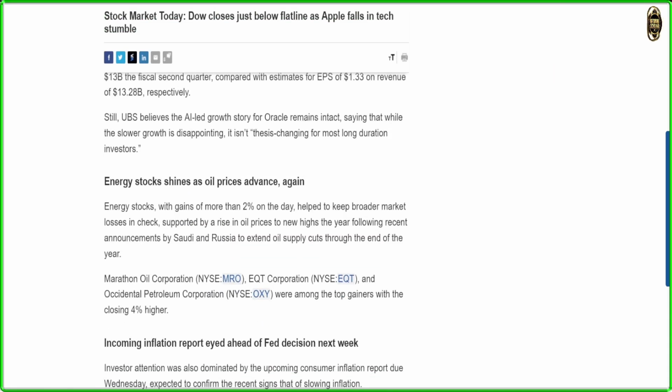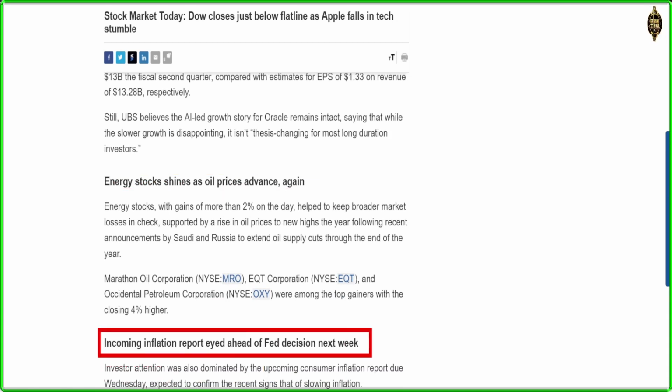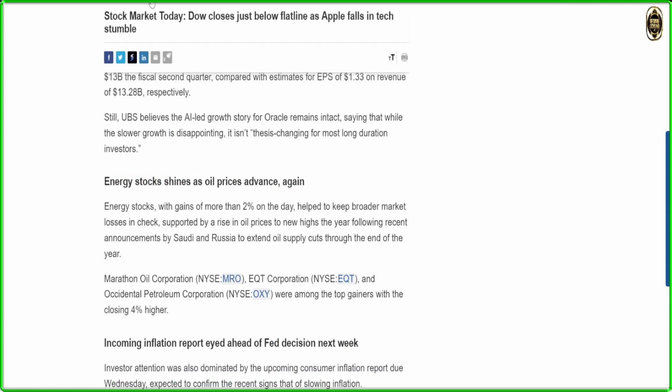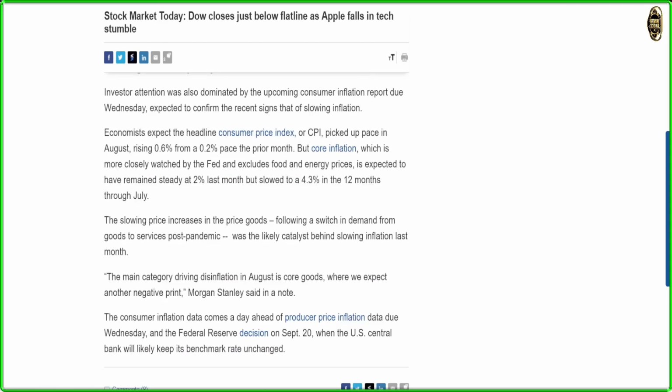Then energy, as you see, because the oil price is still going up, plus the incoming inflation report which is coming today, that will make stocks fall down today. Now let's go in to see the coming news for today, guys.